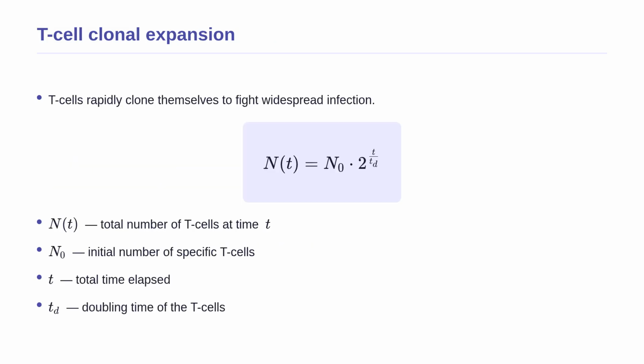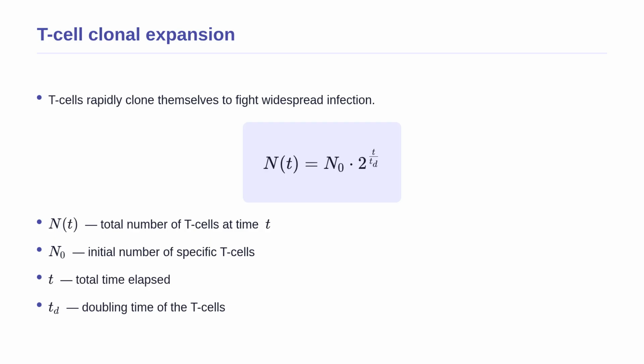When a T cell recognizes an infected cell, it does not just attack and stop. It rapidly clones itself to build a massive army, a process called clonal expansion. This follows the mathematical rules of exponential growth.